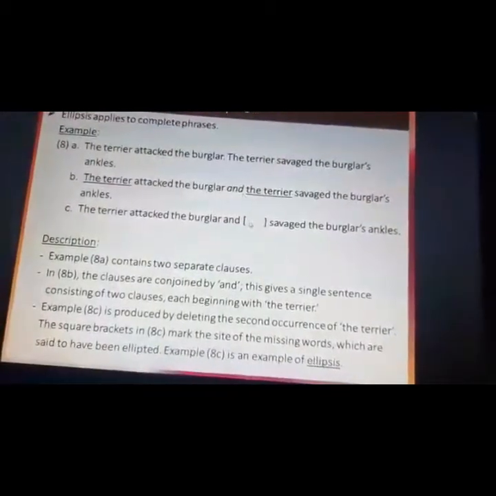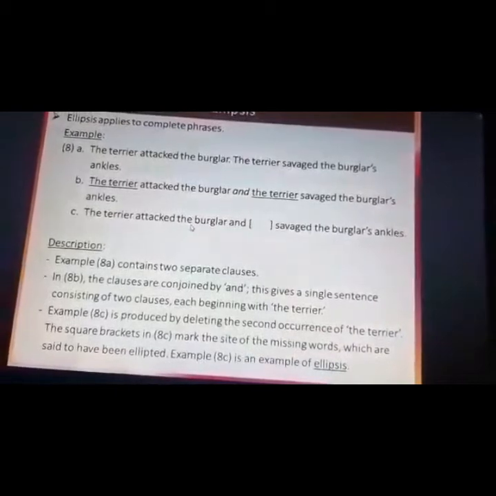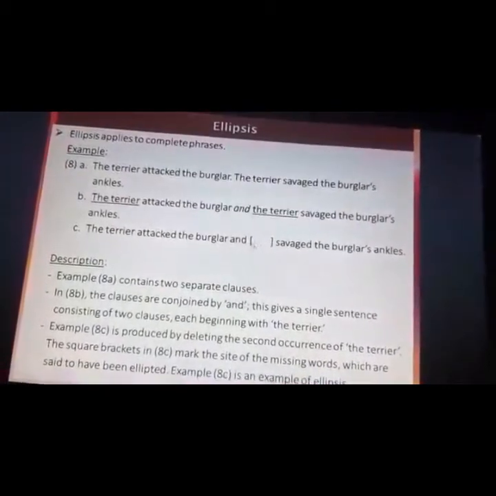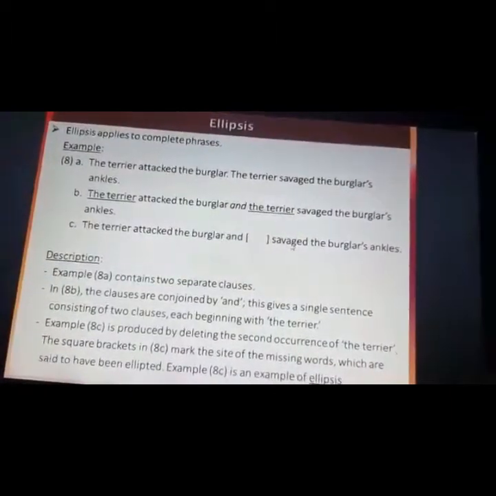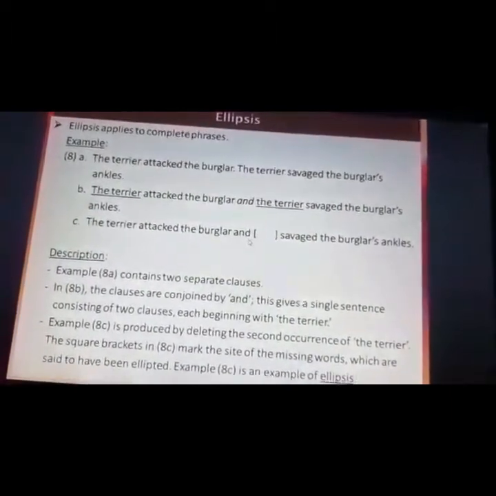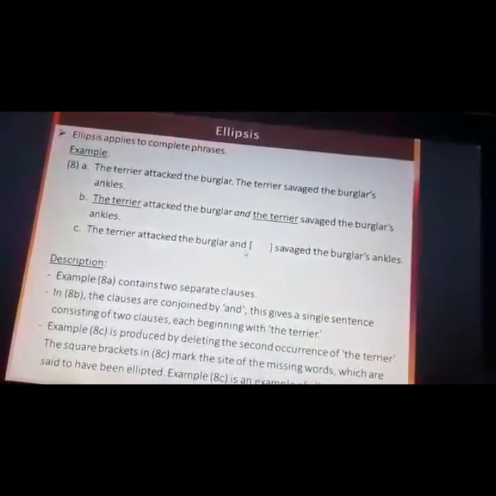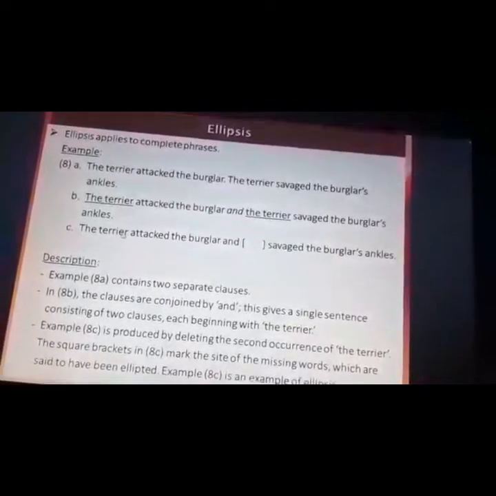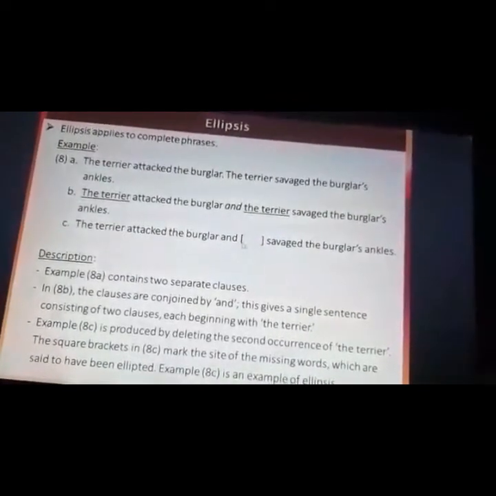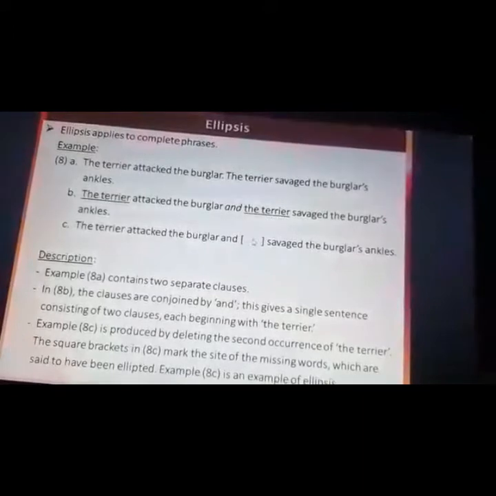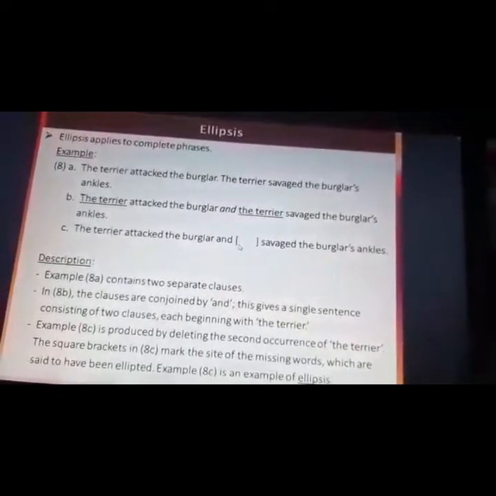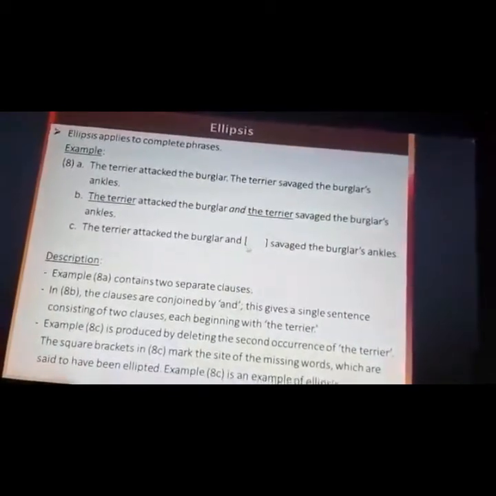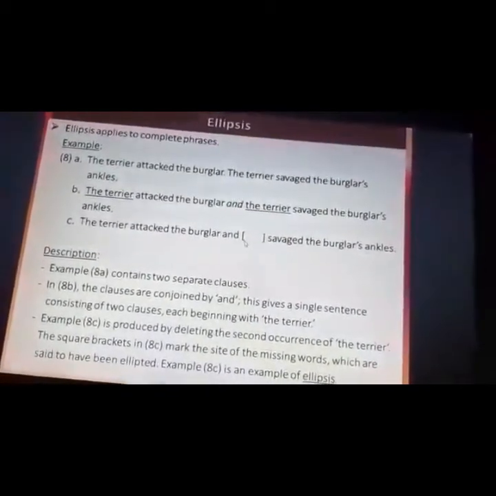And then we got here the third way, the terrier attacked the burglar and ellipted. The terrier is ellipted, savaged the burglar's ankles. So all we need is only, what's that? The verb, because the noun phrase here is also the same. So we don't need to put the terrier or noun phrase any longer in the second sentence. I mean in the second sequence, because it's already becoming one sentence, that is compound sentence.